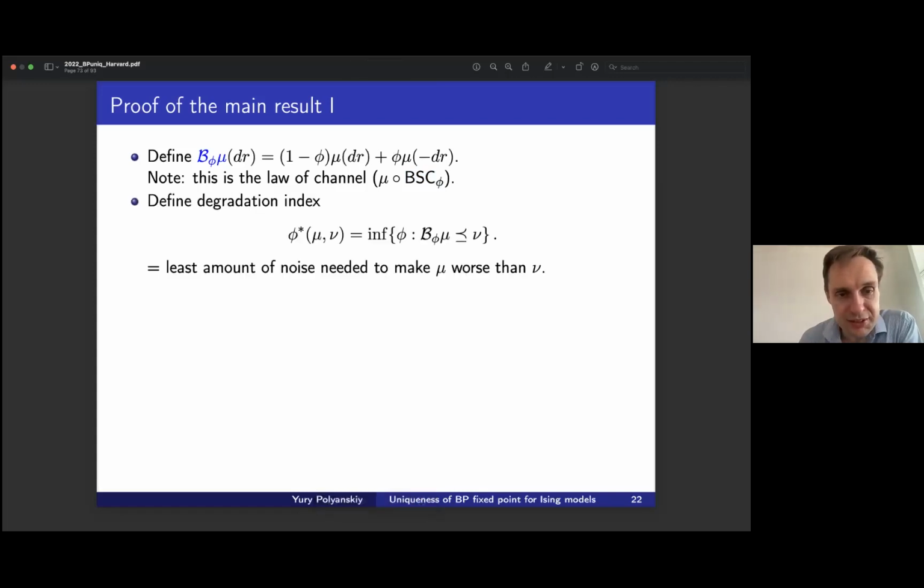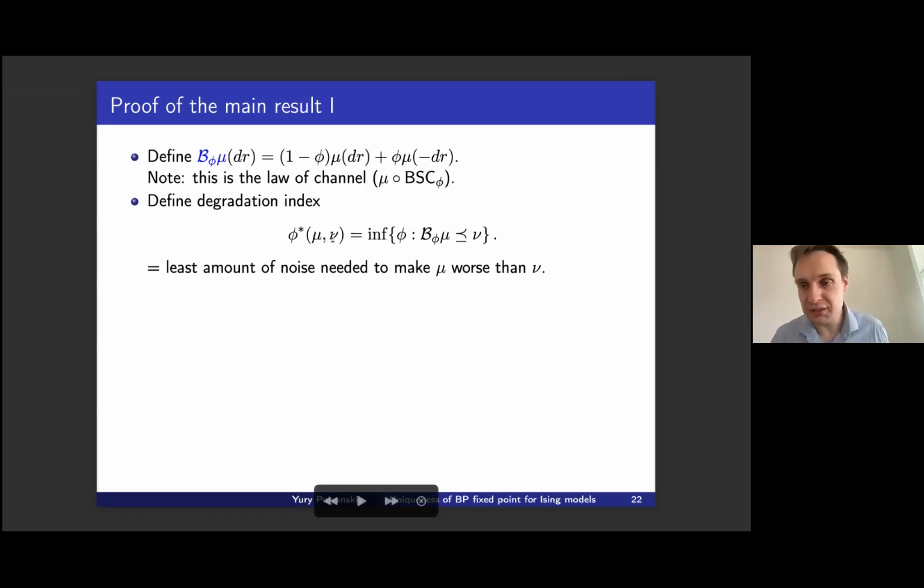Now let's define a concept which we call the degradation index. This is the smallest phi. Consider two different measures, mu and nu. As we agreed, to every measure we can associate a binary input communication channel. If the mu channel turns out to be worse than the nu channel, then we set phi to be 0. Otherwise we ask how much noise I should add to the input of mu so that it becomes worse than nu.